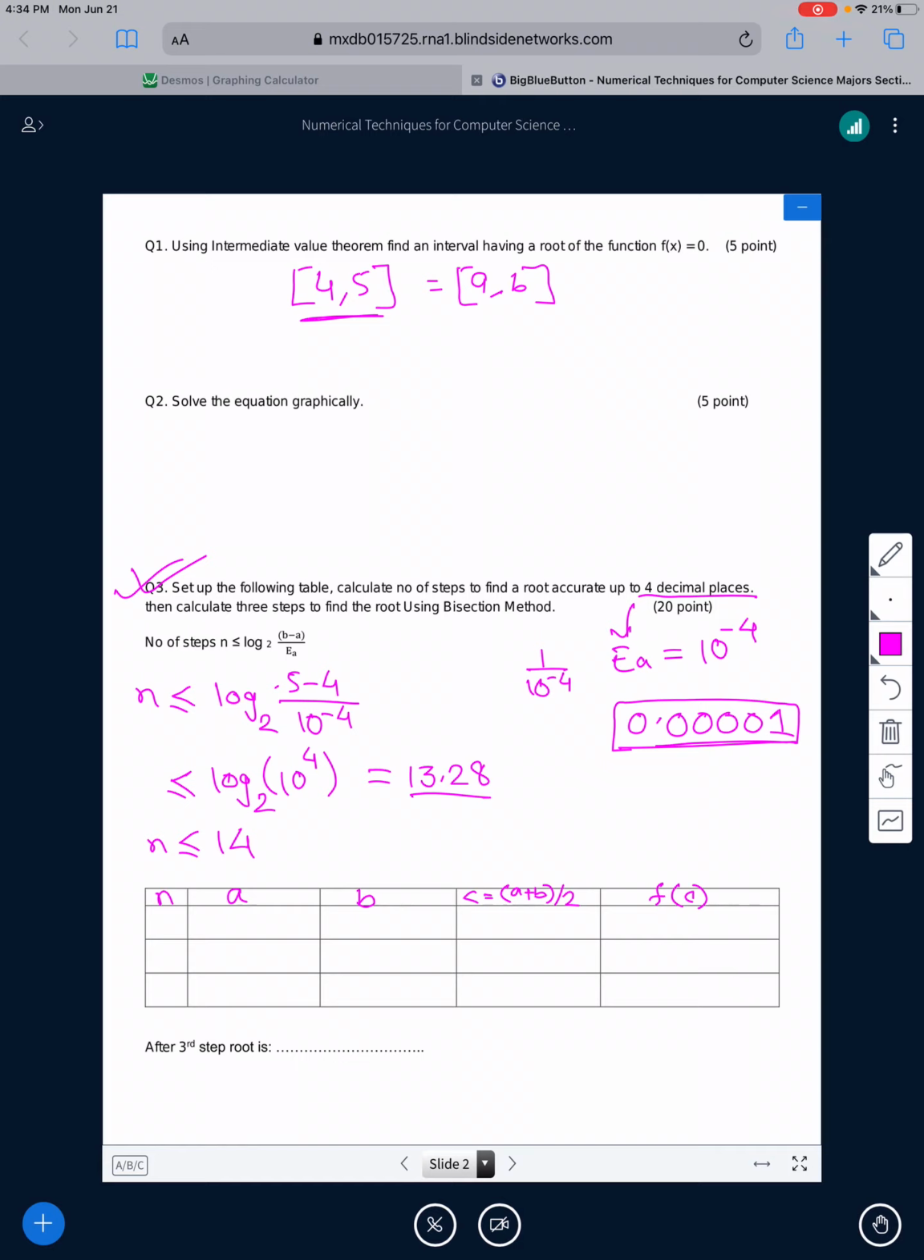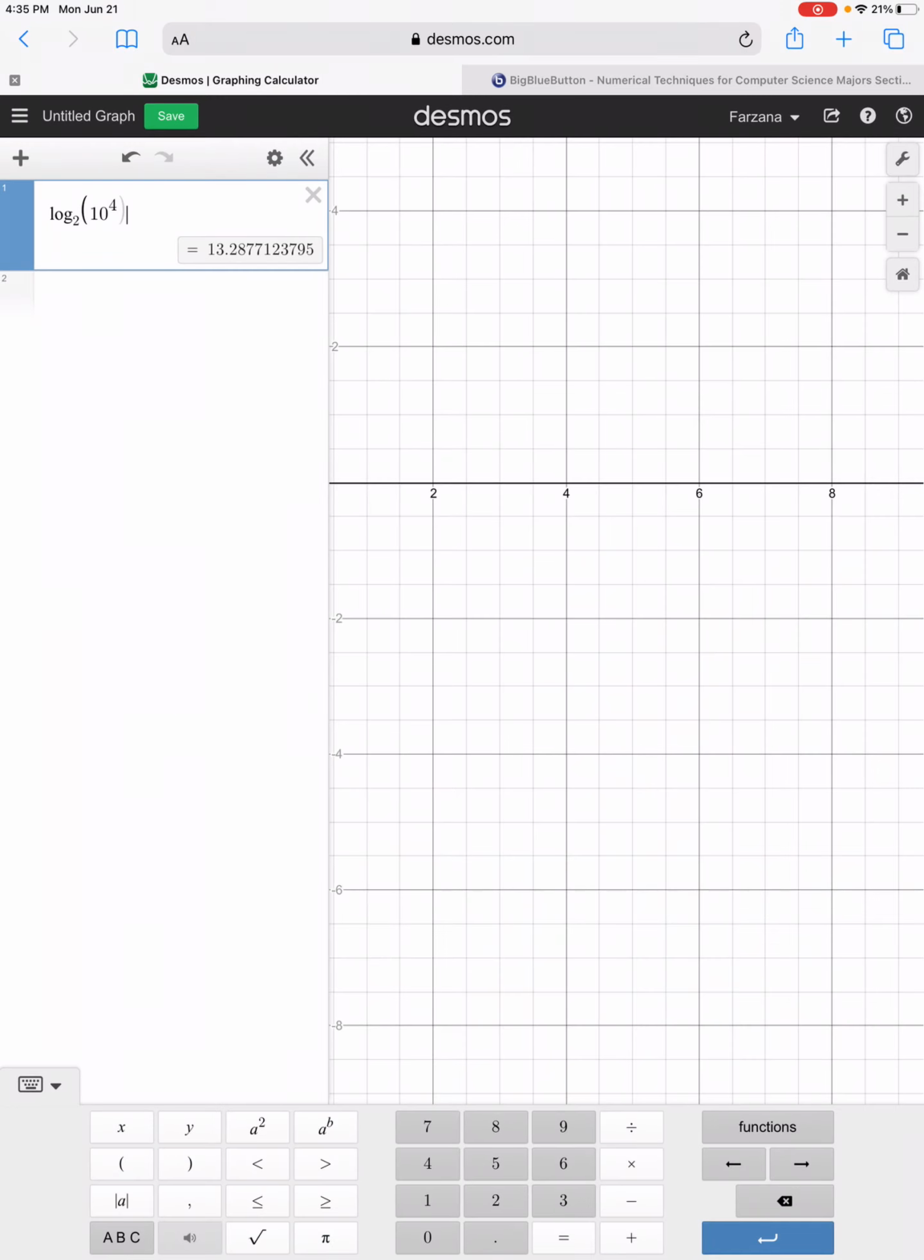Okay, now we found that our f of 4 is positive, and f of 5 is negative. Okay, n is equal to 1. This is my first step. I started with 4, and at 4 the function is positive, so I'm just putting a plus sign here to show that at A the function was positive, and at B, which is 5, the function was negative. Let's go to the graphing calculator again.